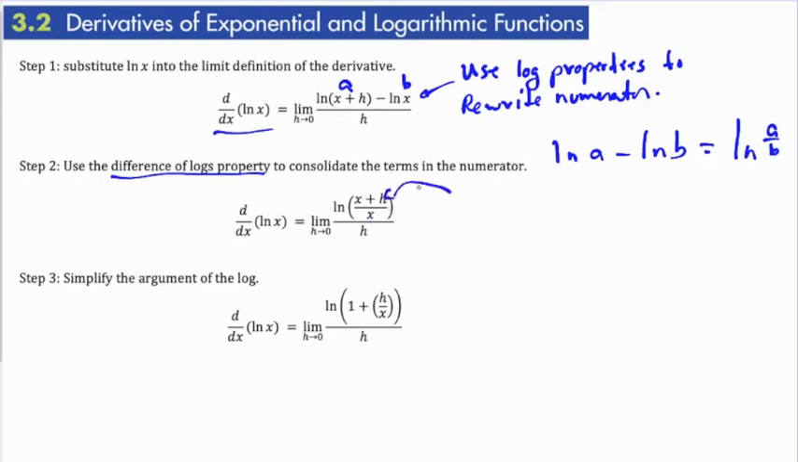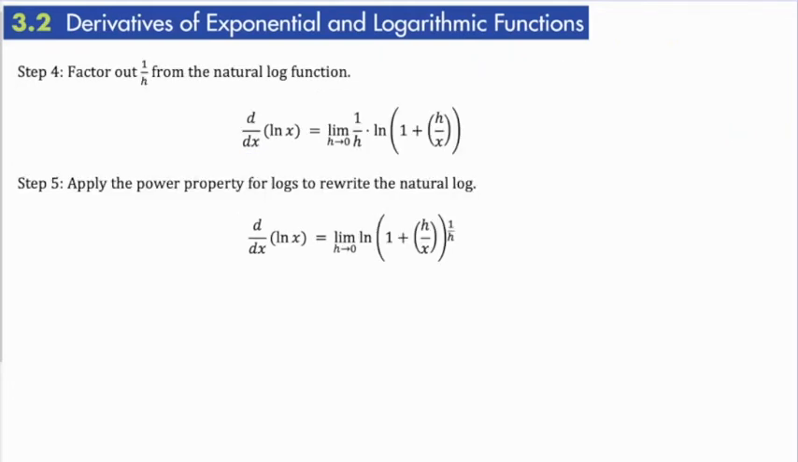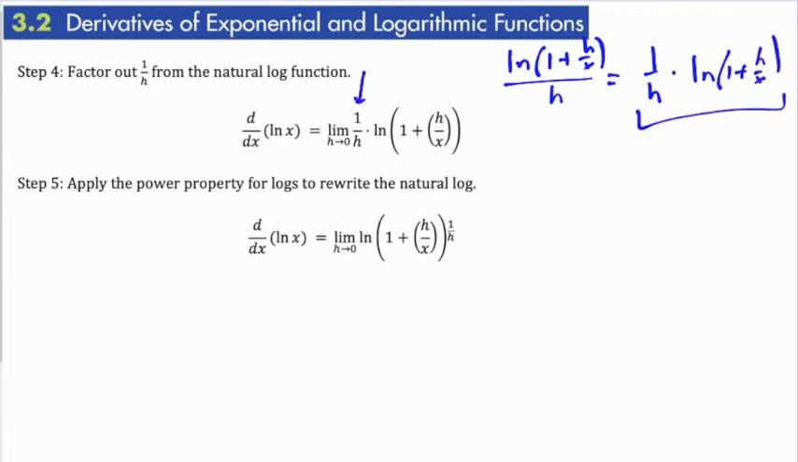Now we're going to use some algebra. We can say that x plus h divided by x is equal to x over x plus h over x. The x over x simplifies to a 1, and the h over x does not simplify. And that's what is in the numerator now. We are going to factor out the 1 over h from the natural log. So natural log of 1 plus h over x, all over h, could be written as 1 over h times natural log of 1 plus h over x. These are the same. Just factored it out.